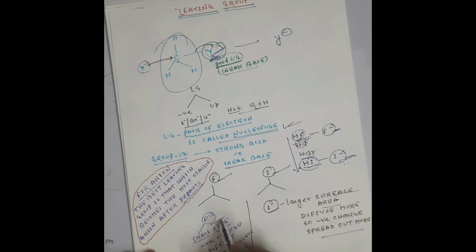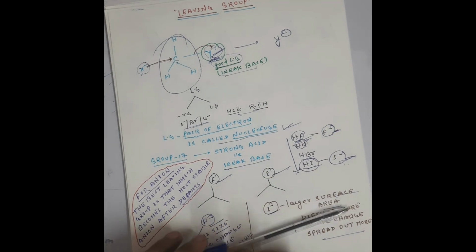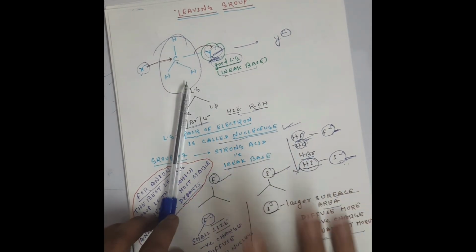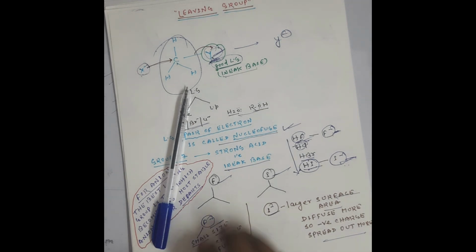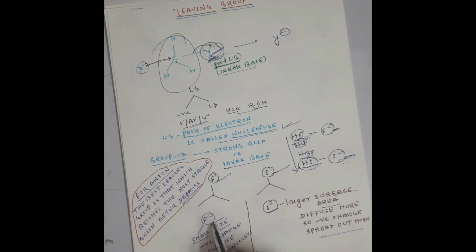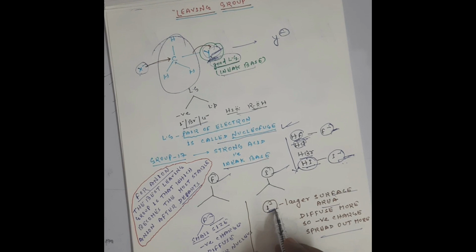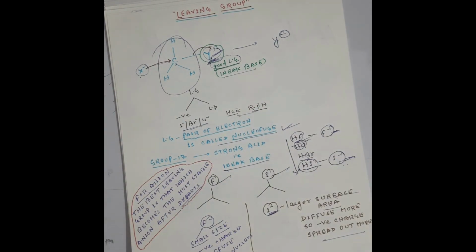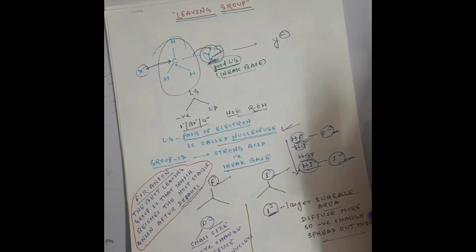But we talk about fluoride negative. F minus means fluoride, which means small size. A small size means the charge will concentrate near the fluoride nucleus, so the charge will diffuse only very near the fluoride ion. Hence, fluoride ion is not a good leaving group as compared to I negative, because I negative is not only more massive but larger in size, with more surface area, so the negative charge disperses more.